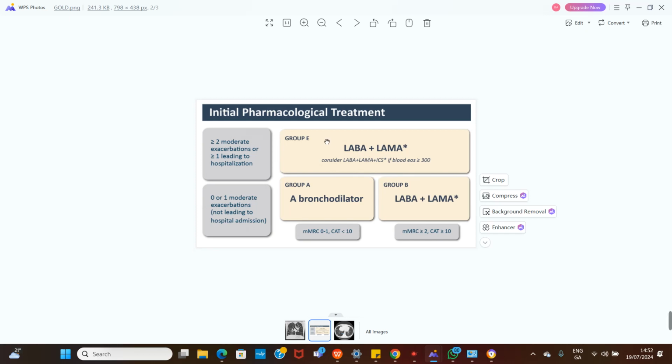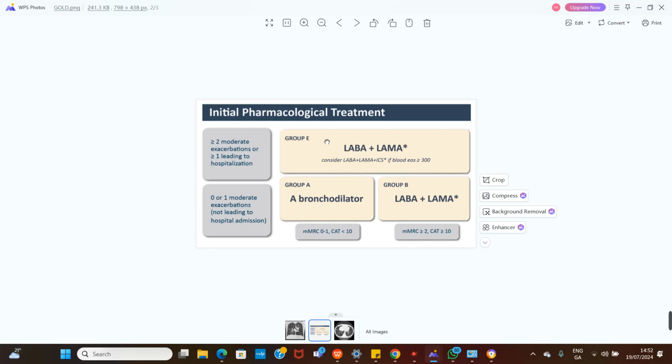Have you had 2 exacerbations in a year or more? Group E, if it is yes. Okay, you have not had 2 exacerbations in a year, fine. You have not had any exacerbation that led to hospitalization, fine. You cannot be in group E. So you can either be in group A or group B.